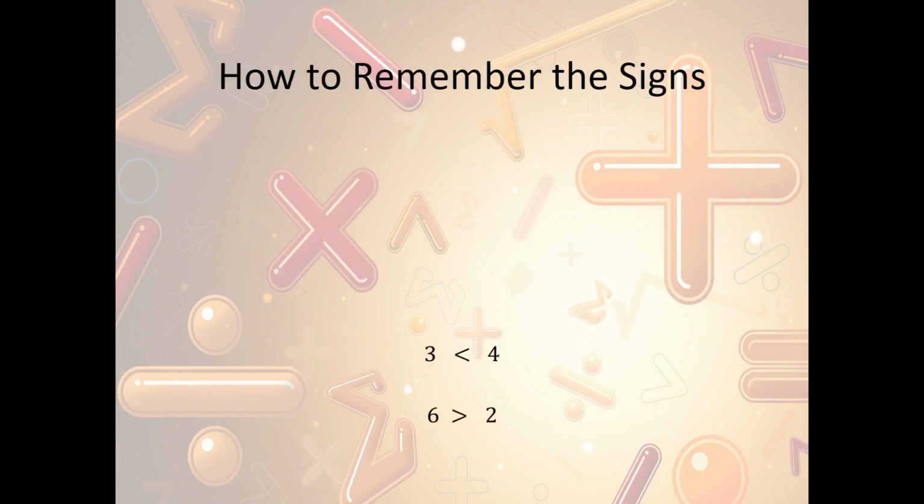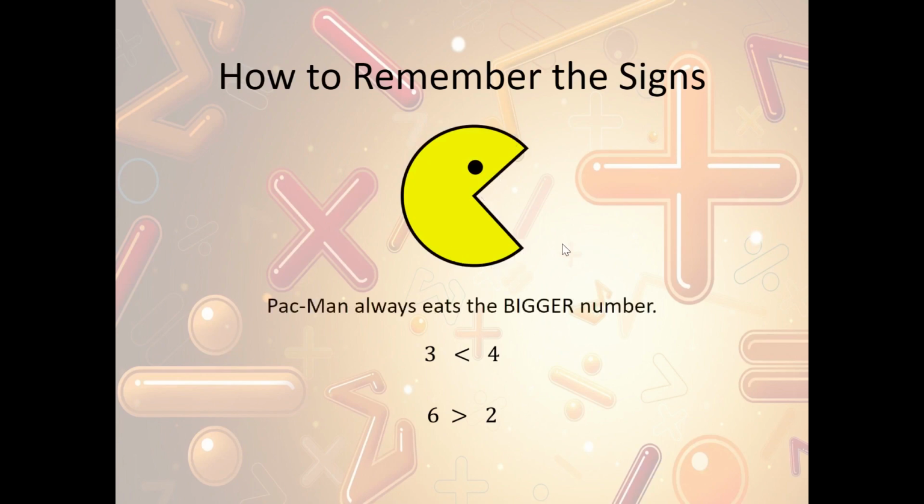Now how can we remember the signs? The easiest way I remember the signs is Pac-Man. So we have Pac-Man here. And Pac-Man's rule is Pac-Man always eats the bigger number. So if you notice, Pac-Man's mouth forms that arrow shape that we just talked about. So it forms the symbol. So if Pac-Man is always eating the bigger number, then we can recognize the way that we can state the symbols. For instance, we have 3 and then this symbol and 4.